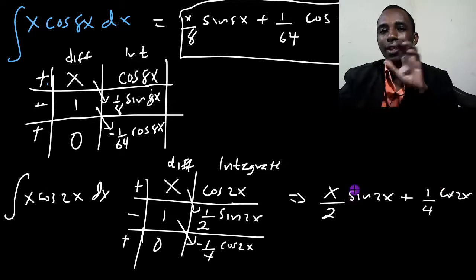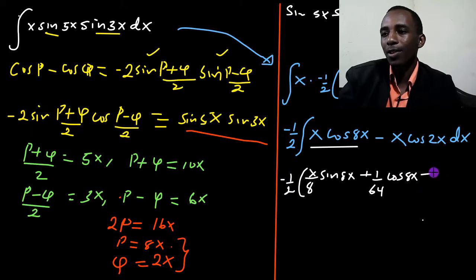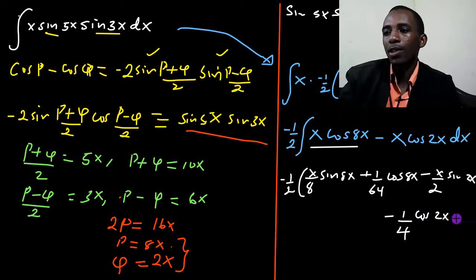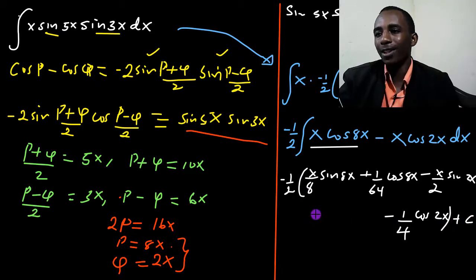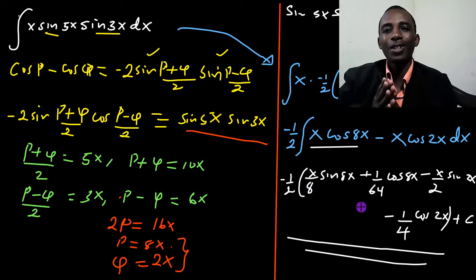Alright, so let's take this behind in our answer. x over 2 sine 2x. So remember, this is a minus, so x over 2 sine 2x. Okay, the next term is also having a plus, so this minus here will make it a minus 1 over 4 cos 2x, and all this plus a constant of integration. Alright, I don't think there are some terms that are simplifying here, so I can just stop at this as my final solution.